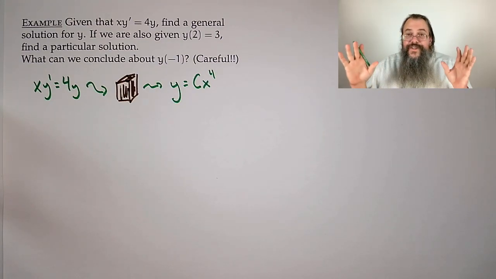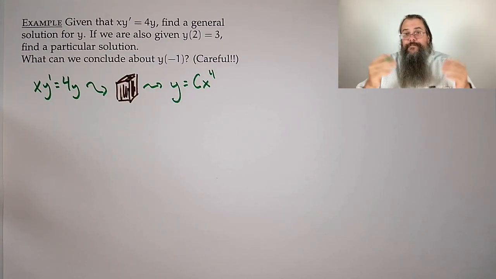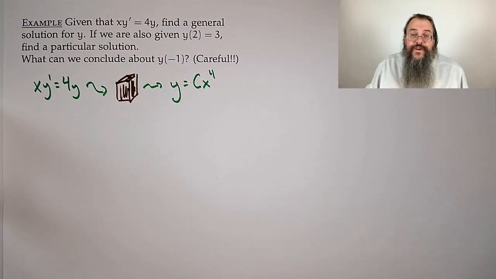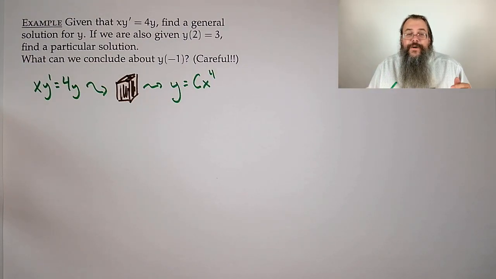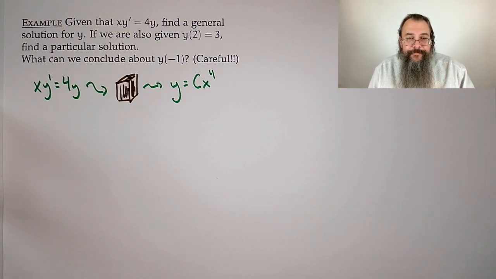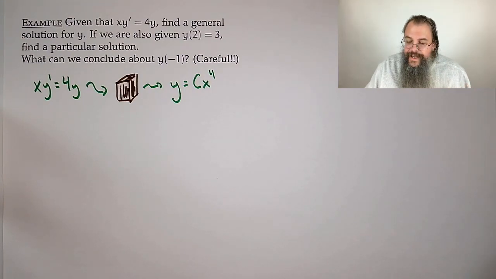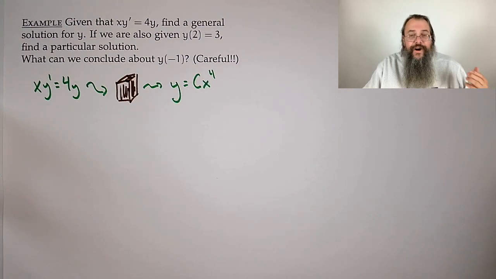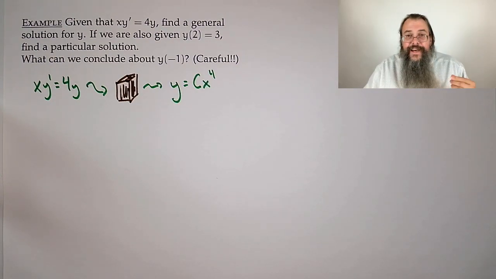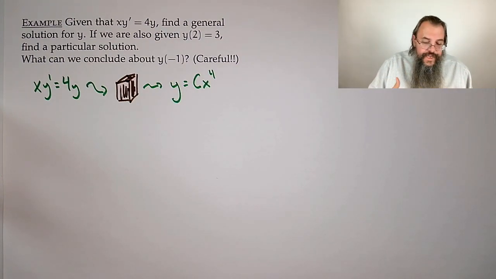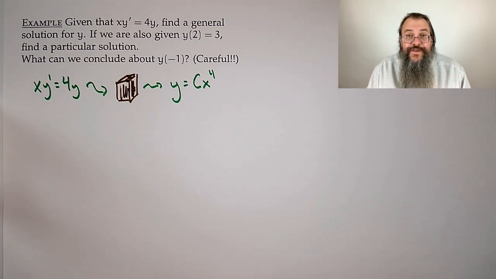So there's a general solution. Many solutions, right? You choose a choice for C, boom, we can tell you what's going to happen. All right, great, wonderful. We got the first part done. Now, the next part says, if we are also given that y of 2 equals 3, find a particular solution.